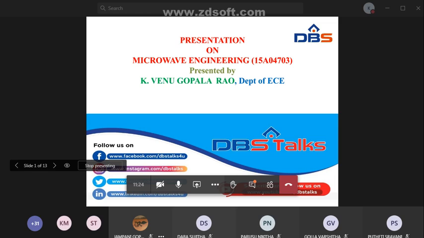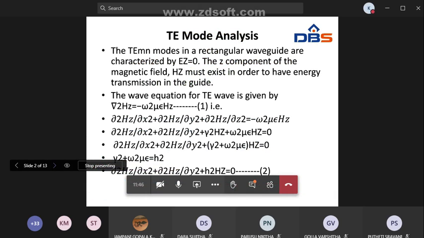So, TM modes. Depending on the values of M and N, we have different modes in the TM wave. So that is TM00 mode, TM01, TM10, TM11, right?